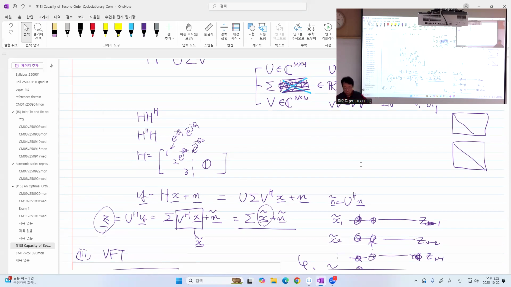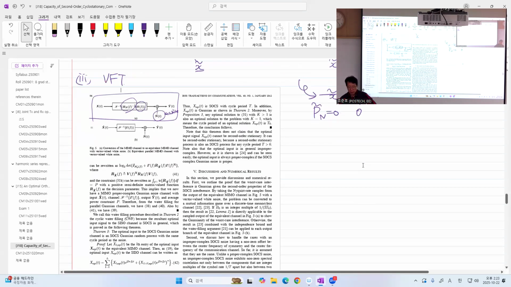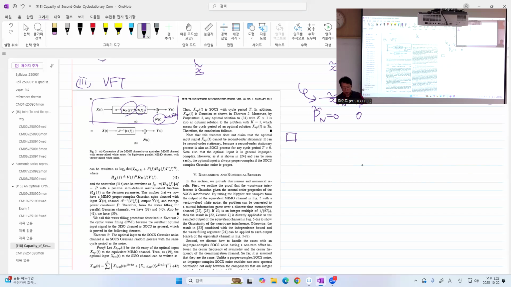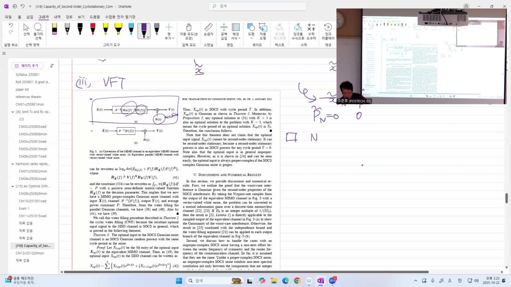But as I told you last time, what is the key? Here, the noise is not assumed to be proper. We have an improper cyclostationary Gaussian random process. So let's focus on that. N of t is an improper complex cyclostationary Gaussian random process with cycle period a positive number T.